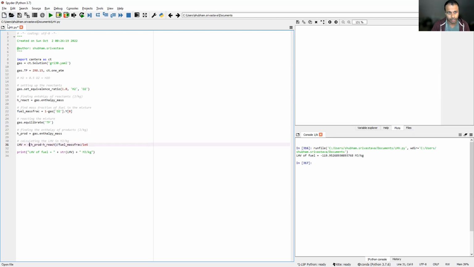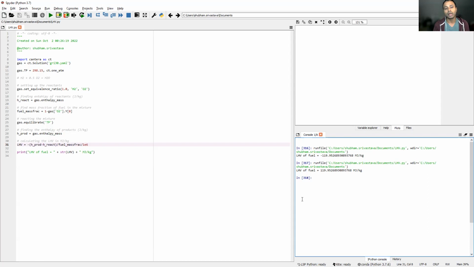And now let's run it again. And now you have 119.95 megajoules per kg, right? That's the LHV of fuel. So that's it. This is very close to 120, like we've said in the presentation. So this is all on calculating the lower heating value.